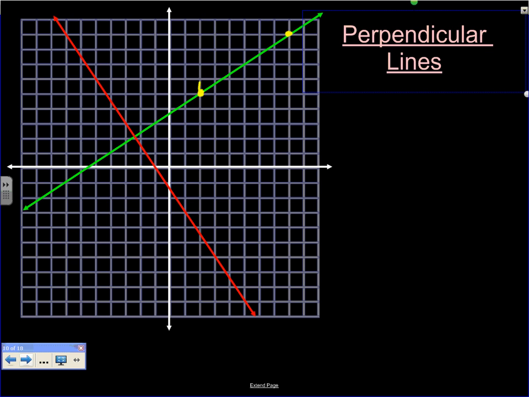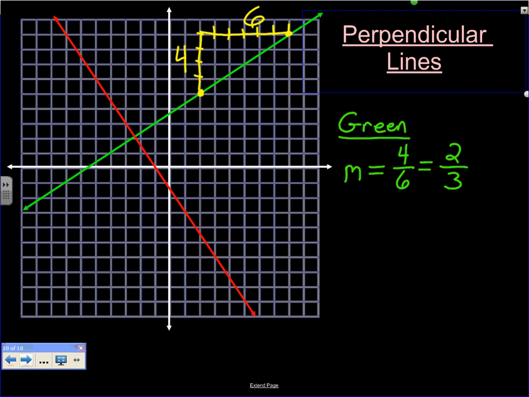So let's do rise over run. The rise, it rises 1, 2, 3, 4. And rise over run is just like change in y over change in x. And let's do the change in x here. 1, 2, 3, 4, 5, 6. So this is 6. So for the green line, we're going to find the slope, the change in y. Well, it went up 4 over the change in x. It went to the right 6. 4 over 6, they're both even numbers, so we know 2 goes into both of them. 2 goes into 4 twice, and 2 goes into 6 3 times. So the slope of the green line is 2/3.